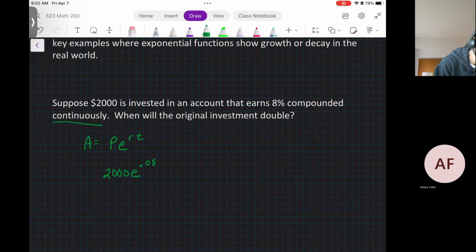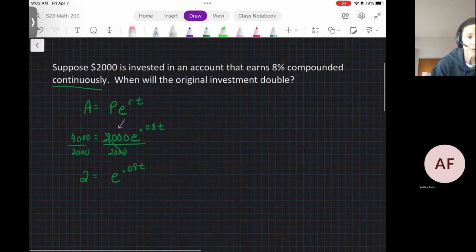And we want to know when it's doubled. So we're looking for a time here, but we don't have a final value. However, because it tells us that it doubled, we know that the final value is going to be 2 times the original amount, which is 2,000. And here's where our solving exponential steps come into play. We're going to divide both sides by 2,000, which leaves us with 2 is equal to e to the 0.08t.